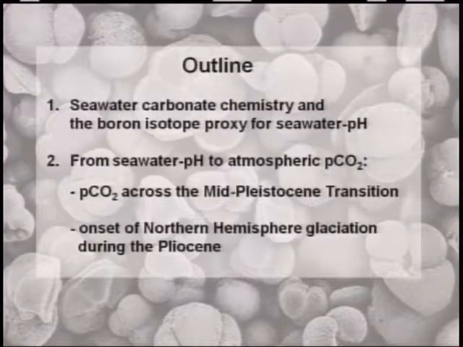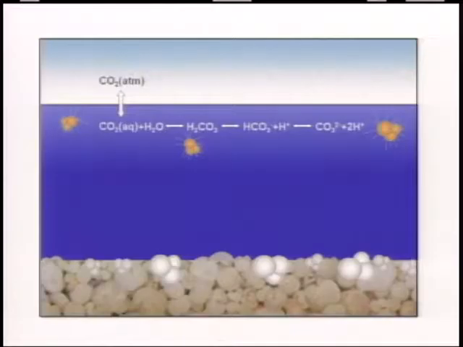So what I'm going to show you is, first of all, a very, very short introduction of marine carbonate chemistry and the use of boron isotopes for reconstructing seawater pH. And then I'm going to show you two data sets where I used seawater pH to gain information about atmospheric carbon dioxide. I'm going to show you data across the mid-Pleistocene transition over the past 2.1 million years, which was just published last month. And then the newest data on the northern hemisphere glaciation during the Pliocene.